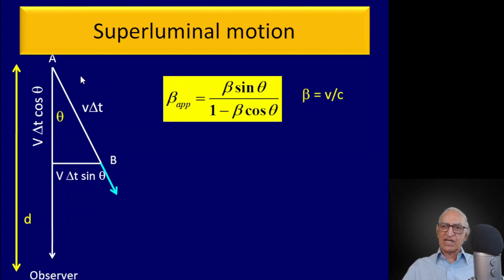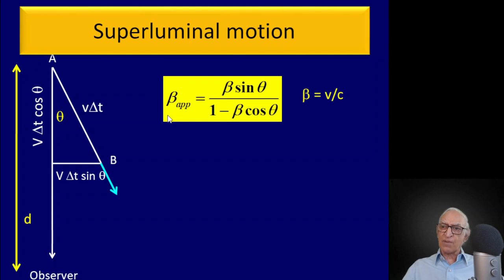So let me repeat what this formula is saying. A black hole emits a blob at the point A at time zero, and the blob travels and reaches the point B after time delta t. The apparent velocity, this distance divided by the time interval, is beta sine theta divided by 1 minus beta cos theta.